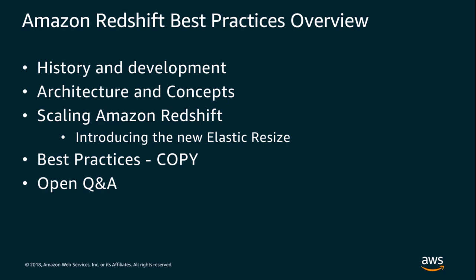So just going into the overview of what we're going to be covering today, we're going to start out with the history and development of Redshift. This is really just a high-level overview of Redshift and how we started it, how we do development. And this is meant more for those of you who haven't really used Redshift before and aren't familiar with it. After that, we're going to jump into some architectural concepts and go through some of the terminology so that when we're talking about scaling Redshift, you're familiar with those concepts.